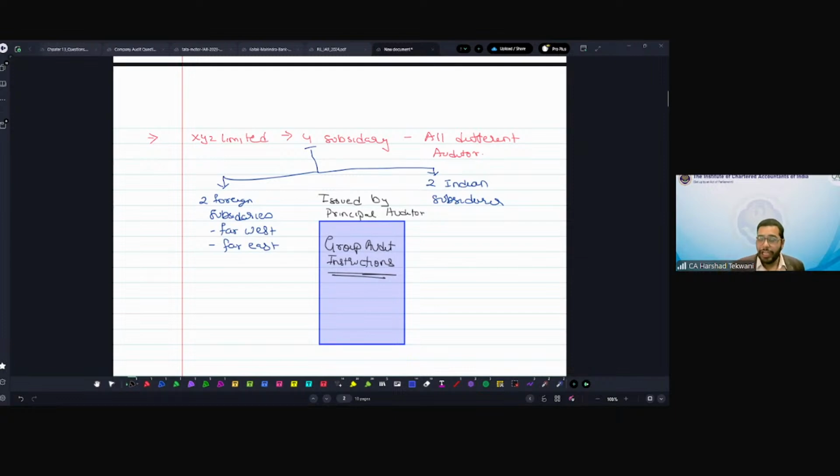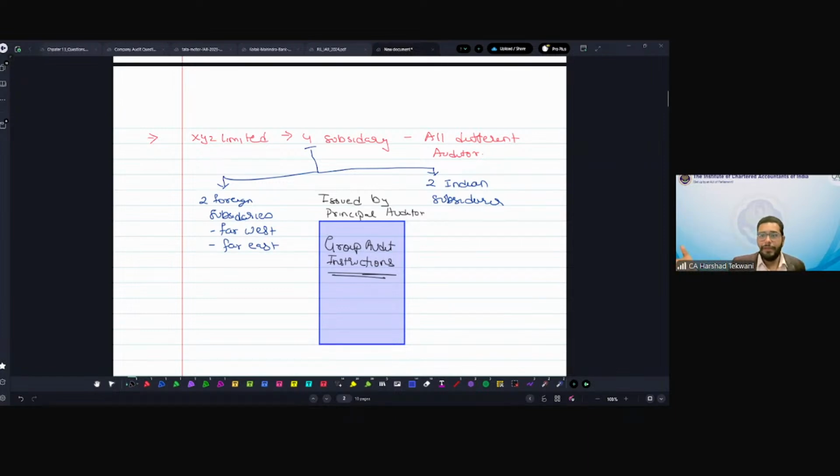Number two, in which format and in which way they need to provide back what procedures they are going to perform on the component, and what materiality level they are going to take for the component. The detailed audit plan may be in a different format, the way the principal auditor requires. He will send group audit instructions asking: please provide us the procedures you are going to perform with respect to your subsidiary or component in this format.